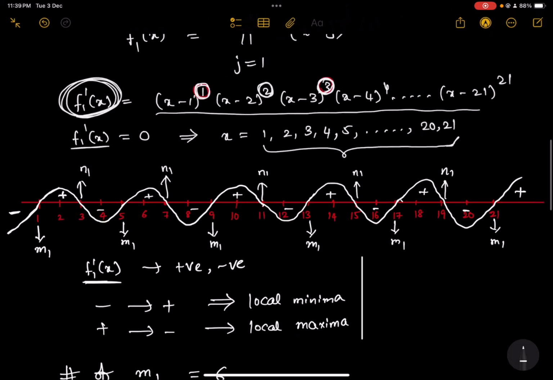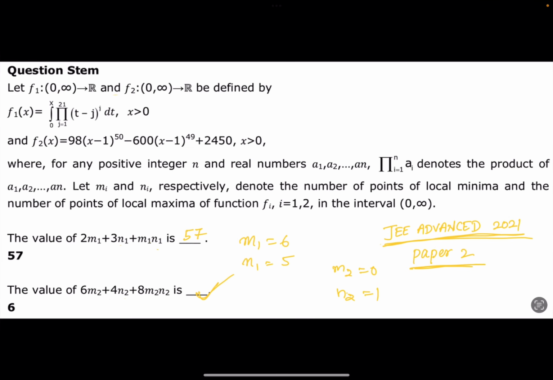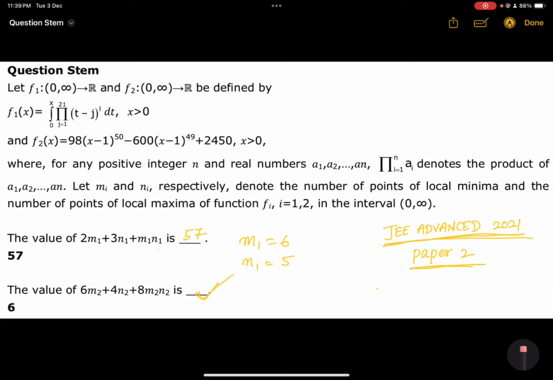Now let us go back to the question. So m2 is 1, n2 is 0. If you put here 6m2 will be 6. This is 0 and this is 0 because n2 is 0. So the answer is 6. So the given answer is also 6.